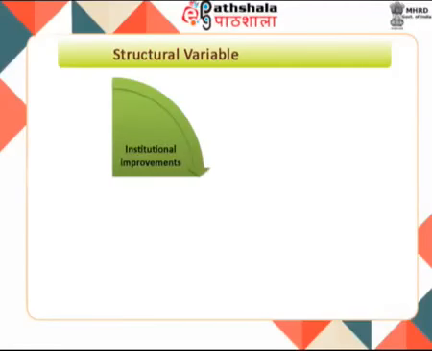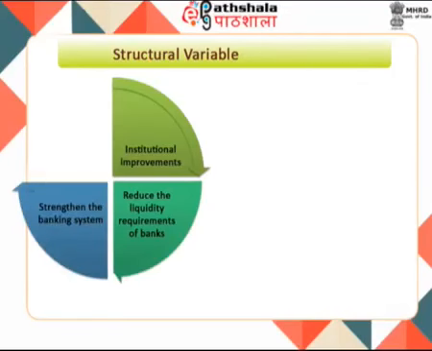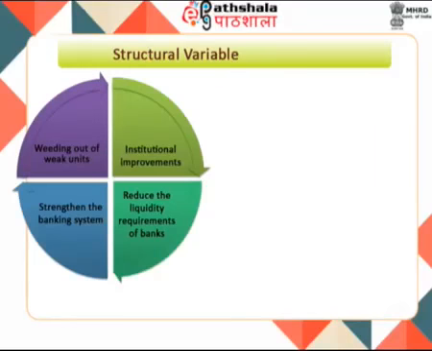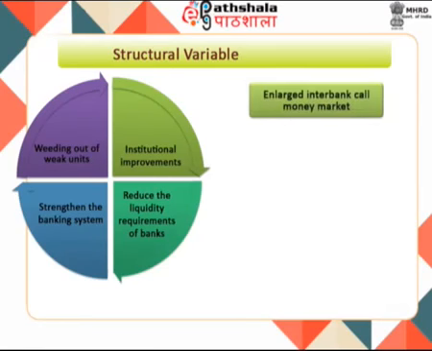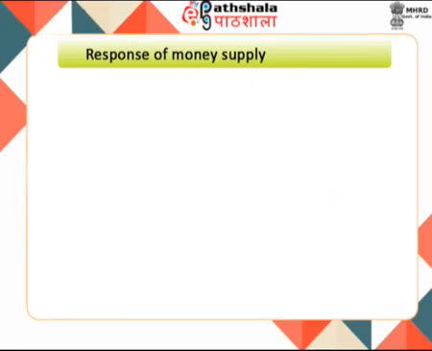Structural variable. Institutional improvements in the banking system reduce the liquidity requirements of banks and strengthen the banking system through weeding out of weak units. Deposit insurance and nationalization have increased the faith in the banking system. An enlarged interbank call money market and easier access to the RBI for loans also obviates the need to keep ER by banks.